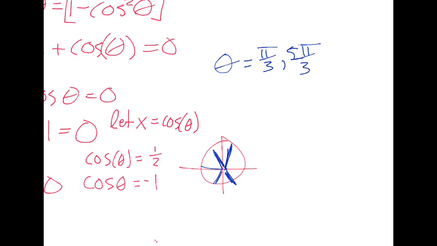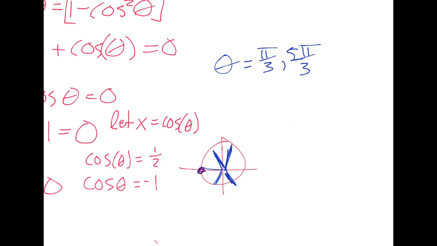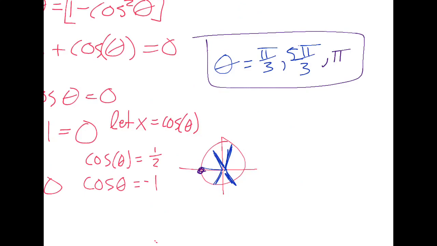But we still need to figure out now where is cosine of theta equal to negative 1. Well, the only spot that happens is right smack dab right there, which is a radian value of pi. So I have three solutions to this: pi over 3, 5 pi over 3, and pi.